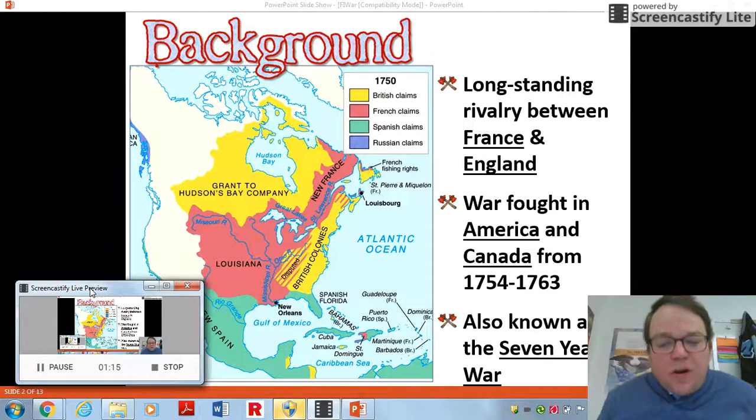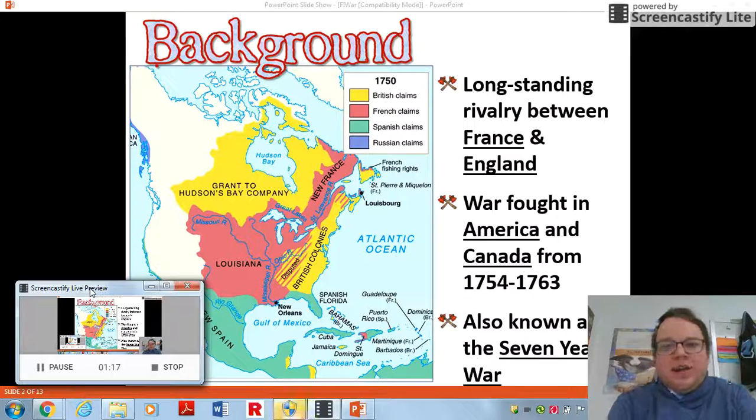It's also going to be fought, a big chunk of it, in Europe, the Caribbean, and places like that. So really, this is going to be the First World War. This is also going to be known as the Seven Years' War, even though I know it says 1754 to 1763. Really, the war doesn't start until 1756 officially, even though there are some small battles in 1754. They call it the Seven Years' War over in Europe because it lasted for seven years.